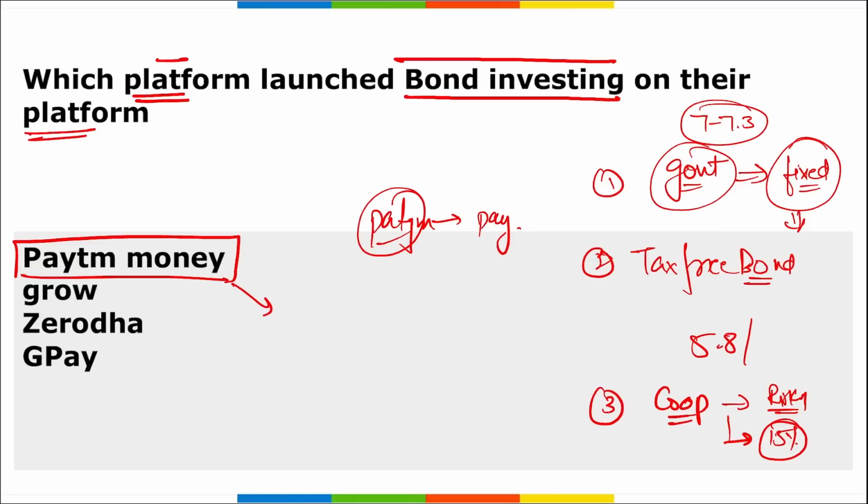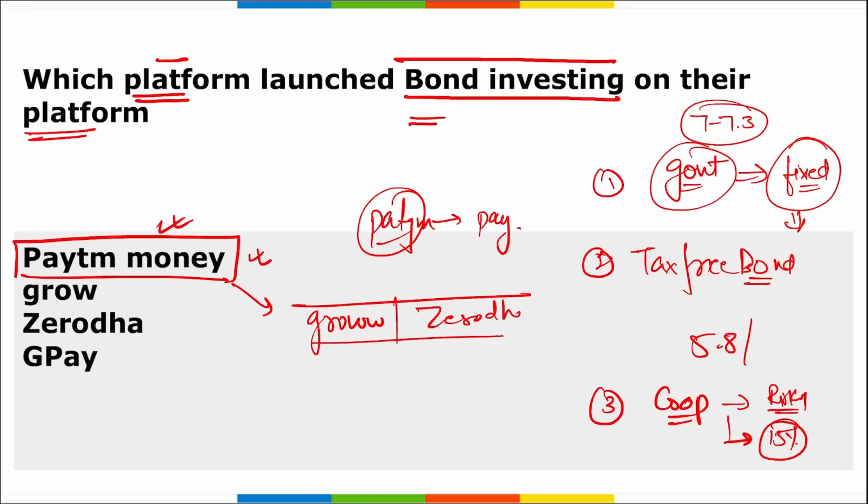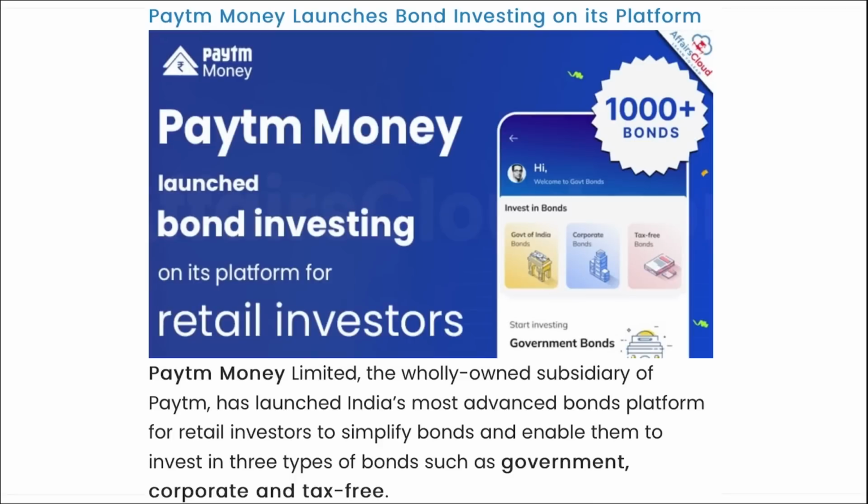Paytm Money is similar to your Groww, your Zerodha, where you can invest into mutual funds, and where you can buy and sell stocks, like equity. So this is your Paytm Money, where a platform for bond investing was launched. Correct? Let's move on.